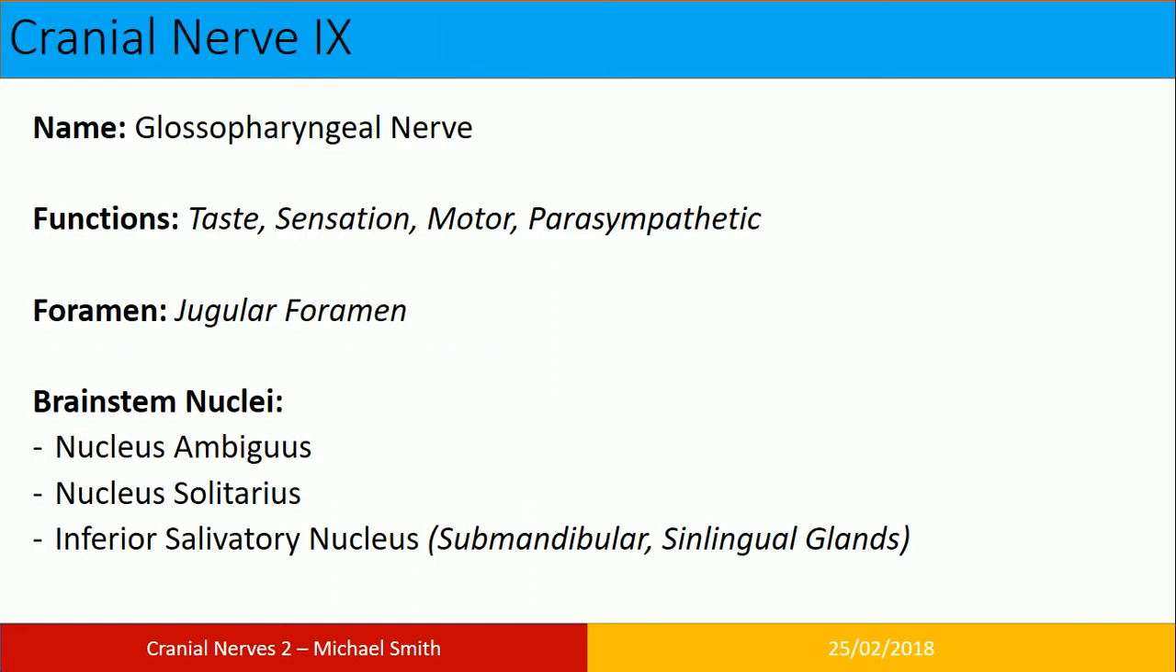So now we move on to our cranial nerve 9, which is our glossopharyngeal nerve. And this has a number of functions, including taste to the back of our tongue, sensation to our pharynx, motor to our pharyngeal muscles, and it has some parasympathetic functions as well. So it's got a number of brainstem nuclei, so it has the nucleus ambiguus as its motor part, the nucleus solitarius as its sensory part, and then it also has a role in the inferior salivatory nucleus, producing saliva from our submandibular and sublingual glands.